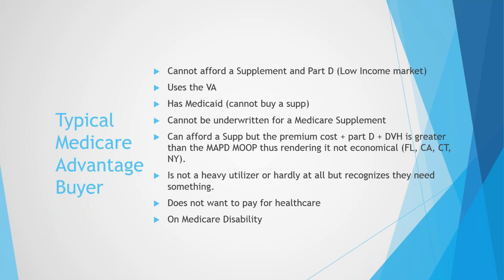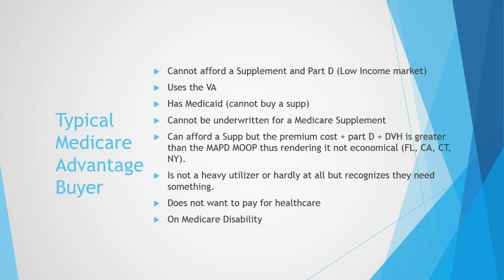Somebody who uses the VA is a great candidate for Medicare Advantage. Someone who has Medicaid, that's their only option, is a Medicare Advantage. You legally cannot sell them a Medicare supplement plan. Even if they wanted one, you can't sell it. Someone who cannot be underwritten for a Medicare supplement. You're going into the annual election period, and a lot of people are going to come to you that want to get out of their Medicare Advantage plan, and you're going to come to realize that they can't because of their health. So for somebody that can't be underwritten, Medicare Advantage is going to be their only option.